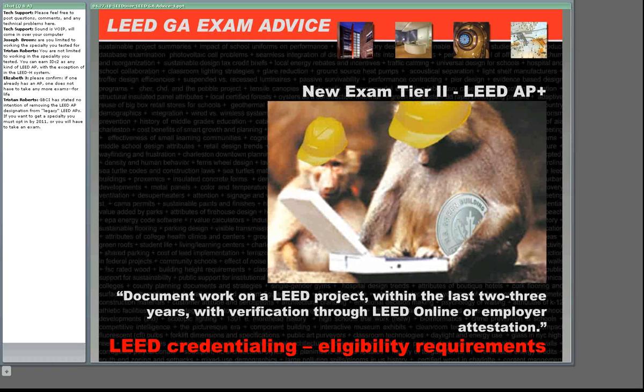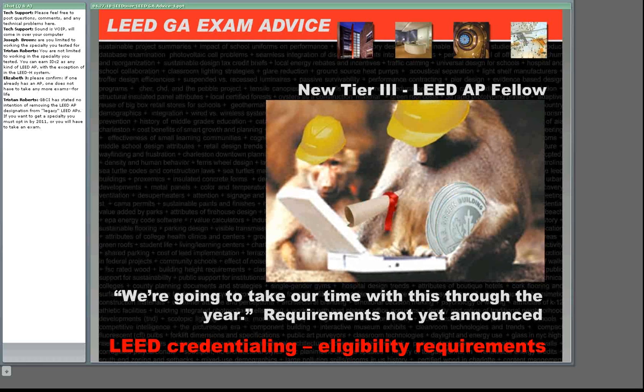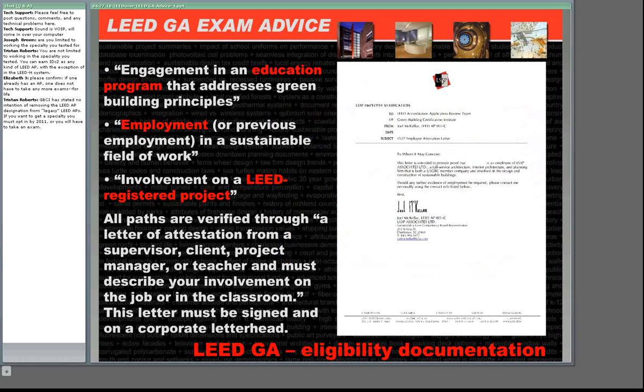And of course, Tier 3, we don't really know what it's going to take at this point. I imagine there'll be some sort of peer review process, so I'm not going to dwell on that. So going back to the documentation for eligibility for LEED Green Associate training, as I said before, you have to have engagement in an education program that addresses green building principles. That is wide open for interpretation. And my understanding is that a LEED GA training class will qualify. It doesn't have to be a college level, full-time, accredited university credit. It can be a weekly class, continuing education, that sort of thing can qualify.